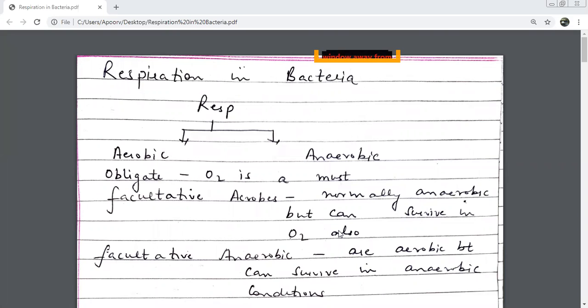Those bacteria for whom oxygen is mandatory, essential, they cannot survive without it. What are these called? Obligate aerobes. And those which normally live in anaerobic conditions, but can also survive if oxygen is present, are called facultative aerobes. If you have understood this, you will very simply understand the next two terms. See beta, my next two terms are obligate anaerobes and facultative anaerobes. Let us guess. What are obligate anaerobes?